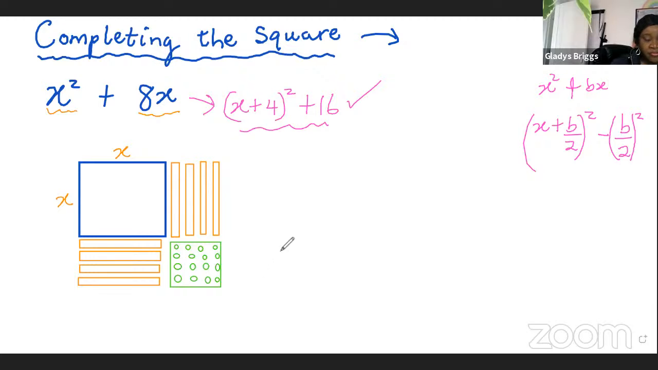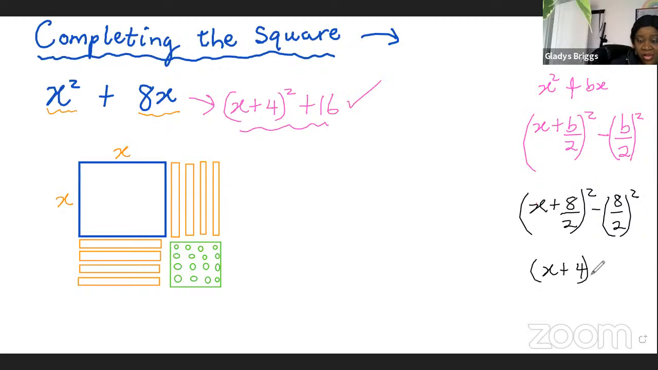If we put this one into this formula, then what we would have would be x plus 8 over 2, squared, minus 8 over 2, squared. This is x plus 4 squared minus 8 squared, which is 64, divided by 2 squared. 8 over 2 is 4, 4 squared is 16, yeah?